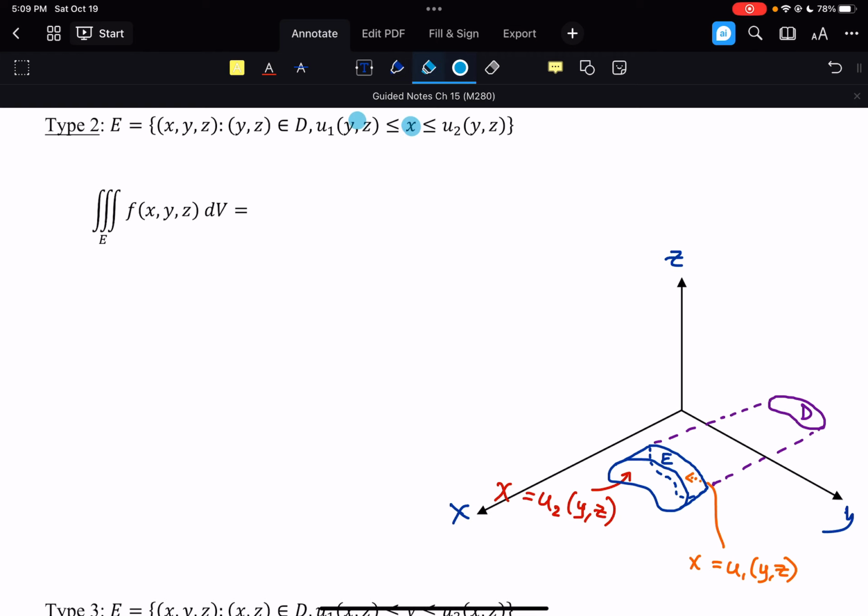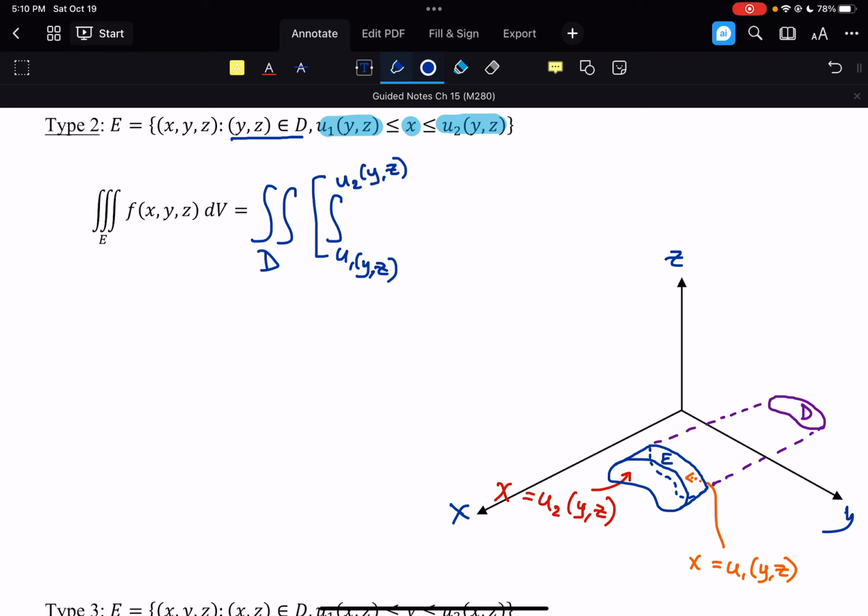So again, we have x between two functions of y and z, and y and z are elements of the domain D. So for our triple integral, we get the double integral on the outside, and then inside of that, we get the integral from u1 of y and z to u2 of y and z of f of x, y, z dx, and then dA.